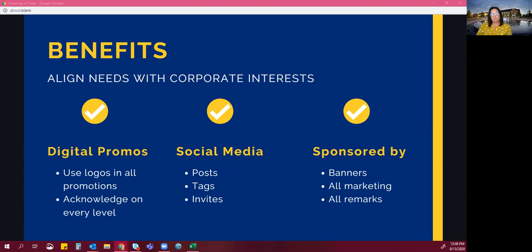Part of the things that companies are looking for is, when they give you money, what is the benefit to them? How are you going to promote them to your organization? These are digital promos, social media, sponsored by, different ways you could put their name on your t-shirt. If they are promoting you, you should verbally recognize them in virtual events. You should use their logo on any digital signage when you're promoting the event. You should ask them if they want to say a few words before a meeting. These are all additional benefits that companies are looking for so that they can build brand awareness with you as students.